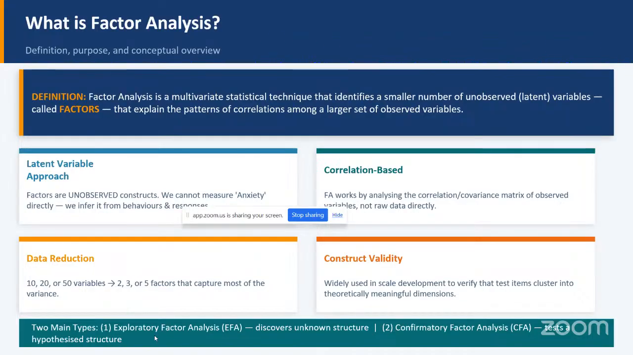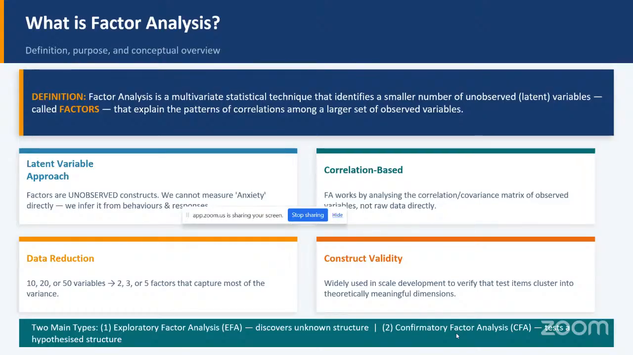What is EFA? Exploratory factor analysis. The name itself suggests to explore, right? It is exploratory factor analysis. You can explore and discover unknown structure. And confirmatory factor analysis, like the name also suggests, is to confirm.